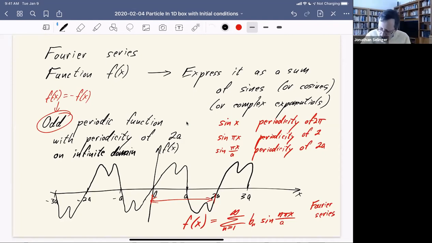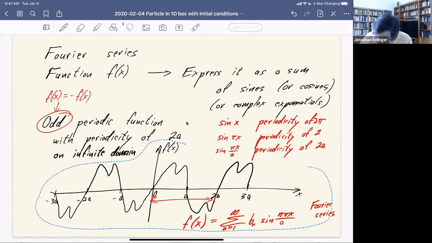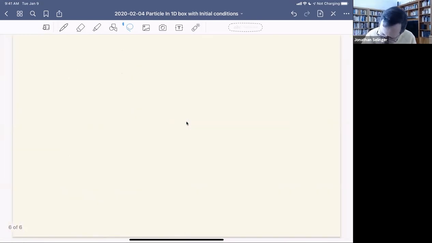So let me make a copy of this graph with my handy lasso, and I'm going to start erasing. Whoops, oops, it didn't work. Try again. Copy. Oops, I didn't mean that.